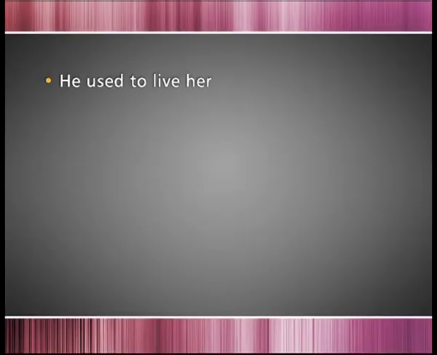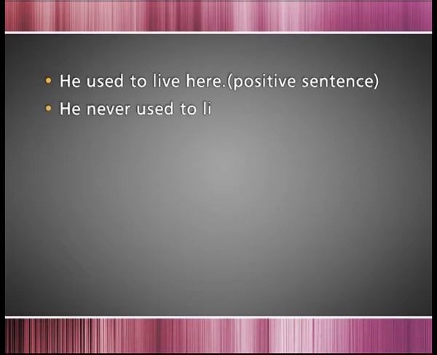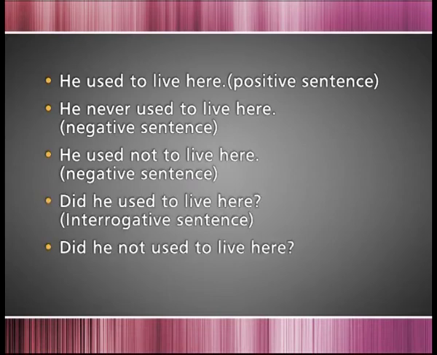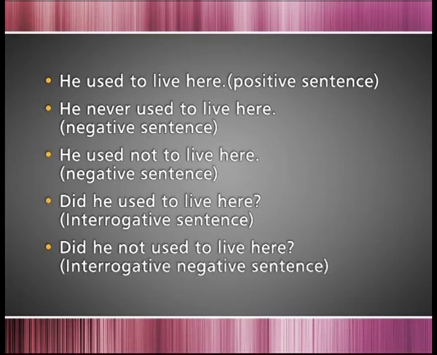Some other uses of this tense. Used to. The used to form is used to show past habit. Look at the following example. He used to live here. Positive sentence. He never used to live here. Negative sentence. He used not to live here. Negative sentence. Did he use to live here? Interrogative sentence. Did he not use to live here?